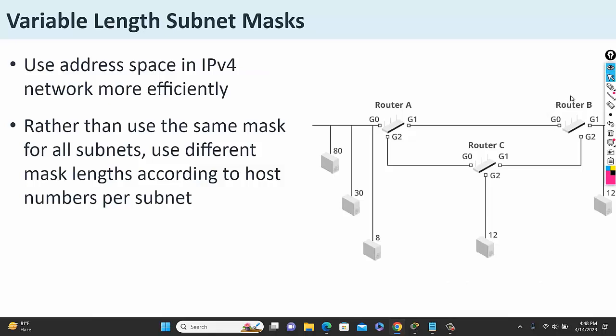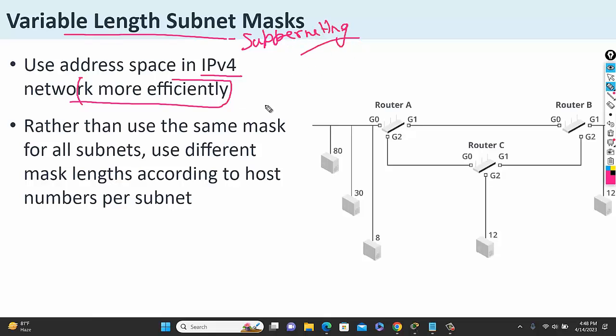Okay, here is VLSM, meaning variable length subnet mask. So what is the variable length subnet mask? It uses the IPv4 address space more efficiently. VLSM is actually a form of subnetting, which we have discussed already. Instead of using the same mask for all subnets, it uses a different mask length according to the host number per subnet.